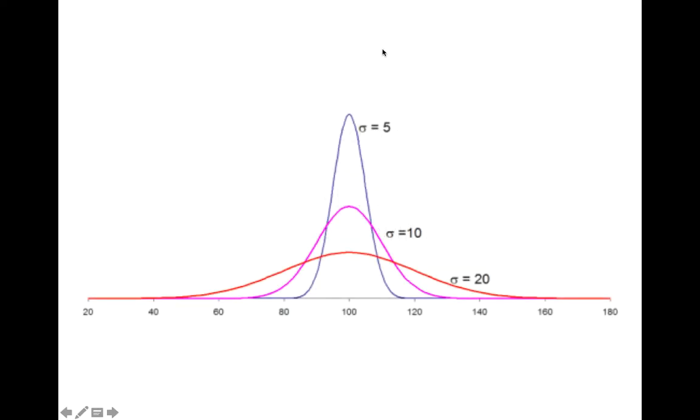You can see that all three of these normal curves have a mean of 100, but their standard deviations are different. The red one has a standard deviation of 20. The fuchsia colored one has a standard deviation of 10, so it's not as spread out. And then the one in the center, which is blue, has a standard deviation of 5. So it's a really close standard deviation and a really high curve.